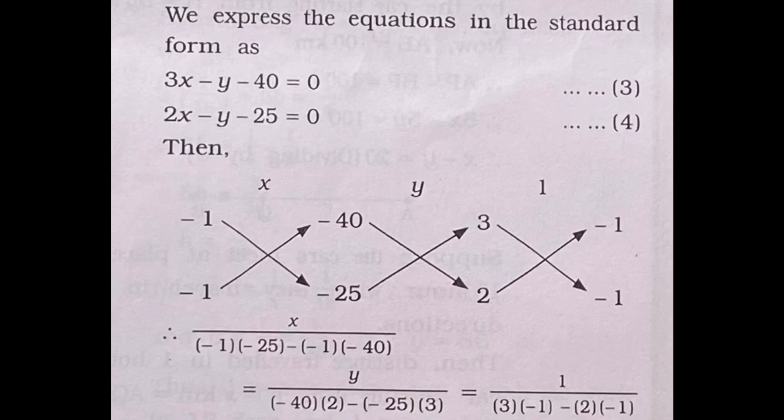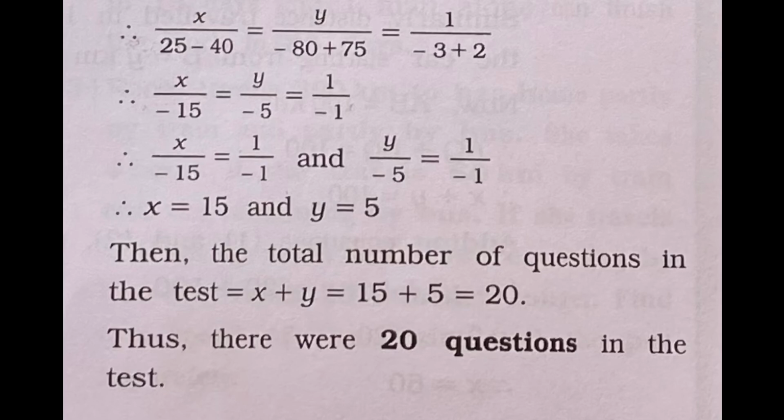2 into minus 1. So we get x upon 25 minus 40 is equal to y upon minus 80 plus 75 is equal to 1 upon minus 3 plus 2. That is x upon minus 15 is equal to y upon minus 5 is equal to 1 upon minus 1. So x upon minus 15 is equal to 1 upon minus 1 and y upon minus 5 is equal to 1 upon minus 1. So we get x is equal to 15 and y is equal to 5.